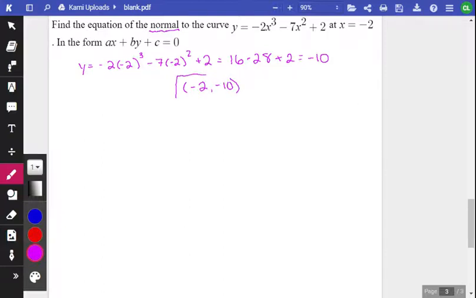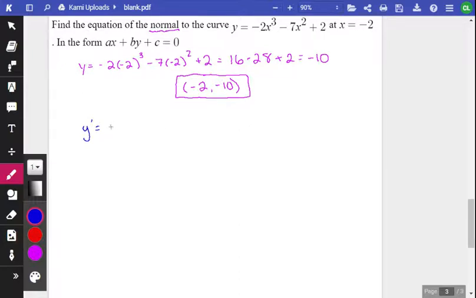So this is going to help us to find our equation. Now the next step, again, same as if this said tangent or normal. We're going to want to find our derivative or our gradient function in order to figure out what is the gradient of our tangent at x equals negative 2.